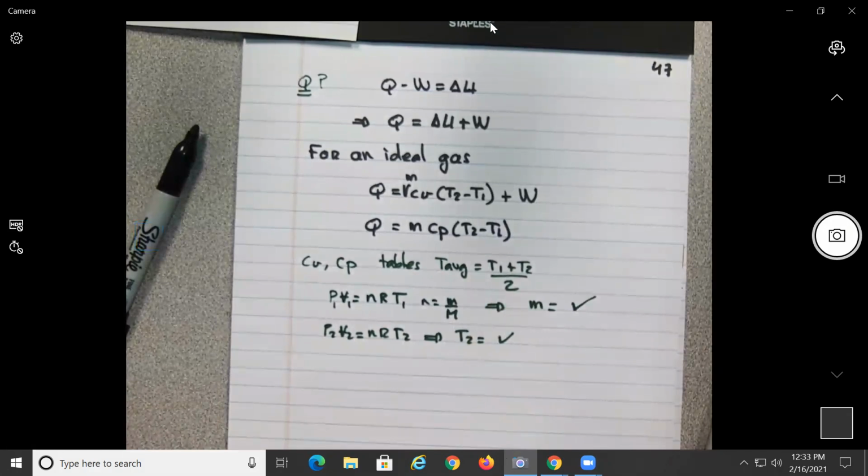The molar mass, where is it? No, you're going to have to go look for the table. So they tell you the substance is air. If you know it's air, I think it's on table A1. And if I remember properly, it's 28.97.